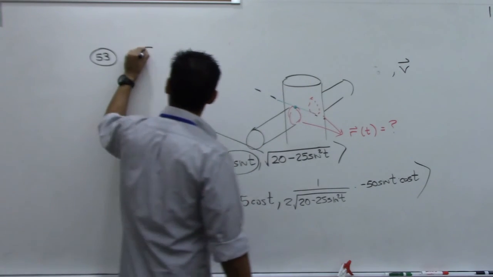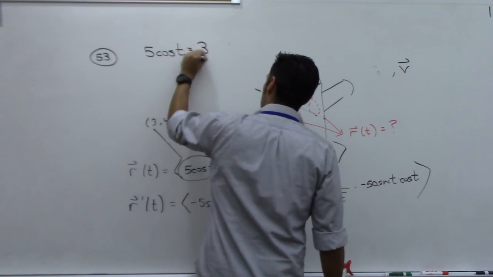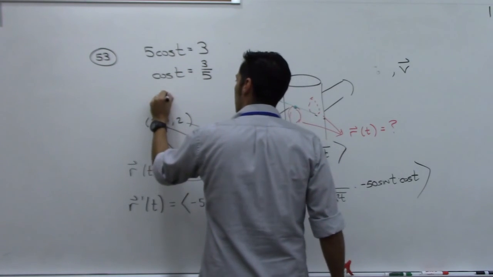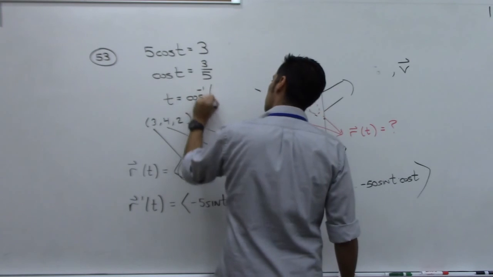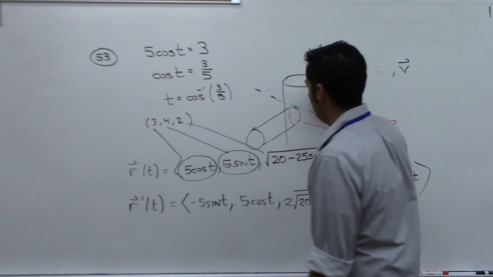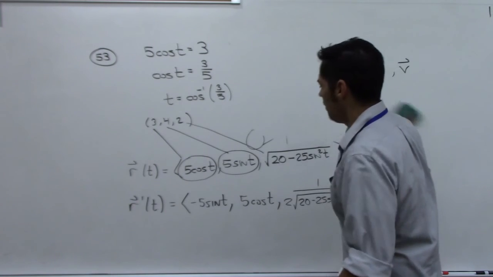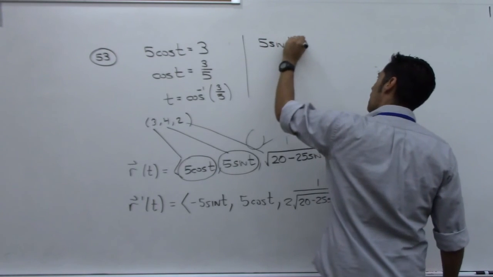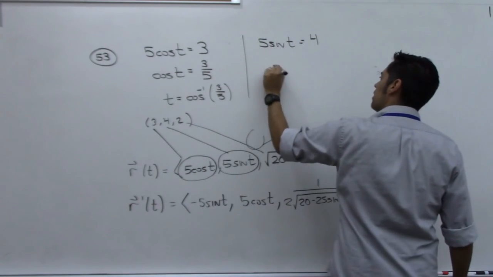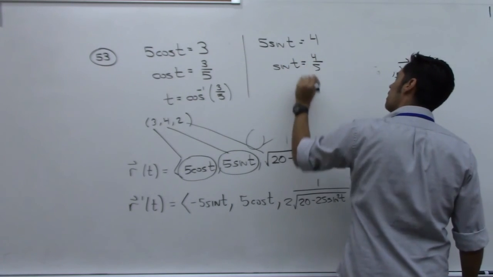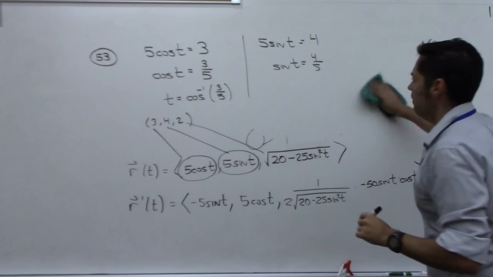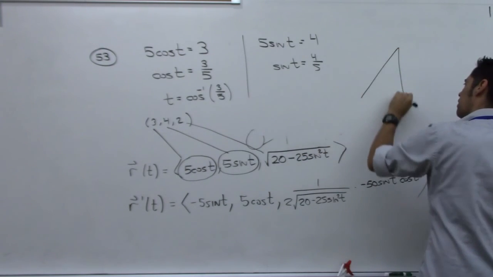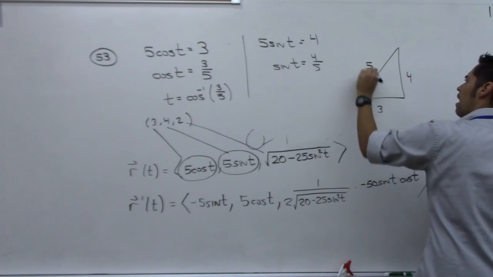So let me just first try and make 5 cosine t turn into 3. Well, cosine t is 3/5, and I can get on my calculator and figure out what arc cosine of 3/5 is, right? Then I also need that 5 sine t equals 4, which means that sine of t must be 4/5. And I can go on and figure that out. But if you notice, we've got a 3, a 4, a 5. This looks like a right triangle, a 3, 4, 5 triangle. 3, 4, 5. Here's t.